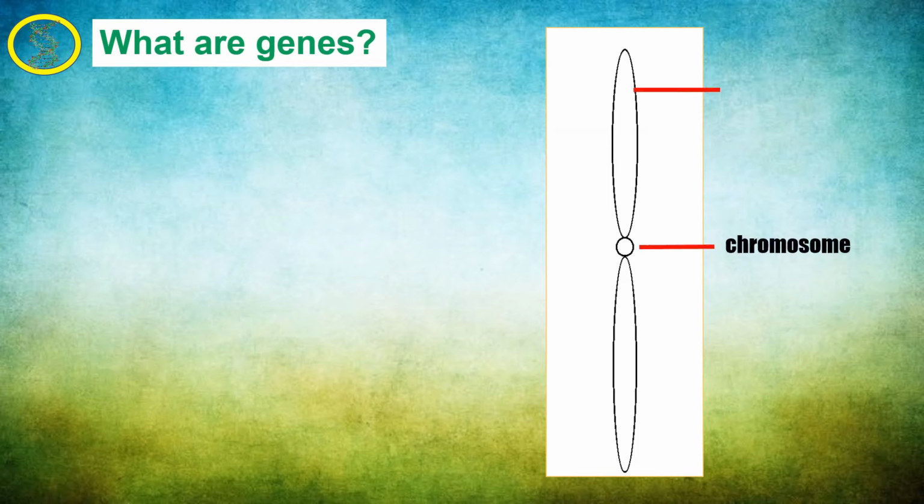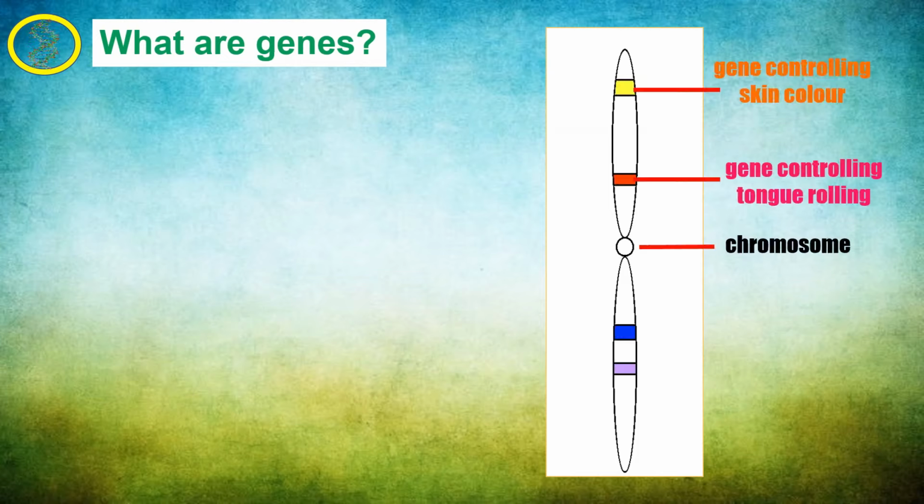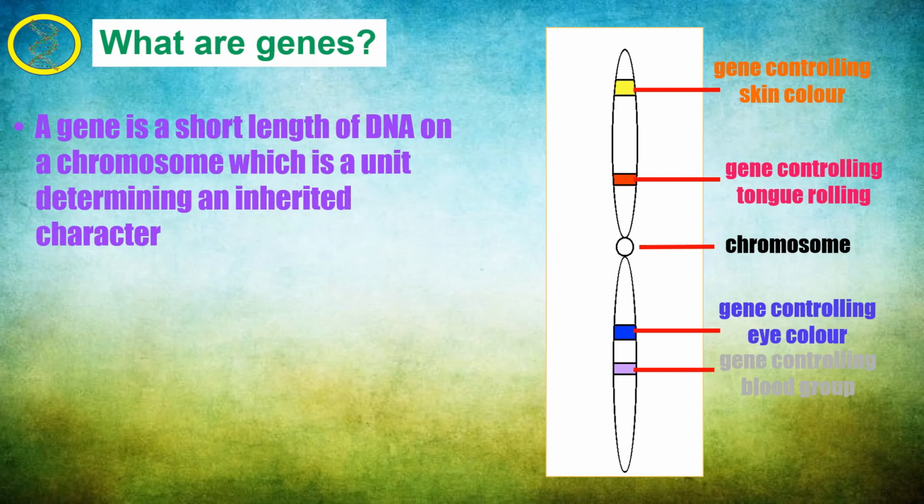Now, let's proceed with genes. Ano nga ba ang genes? Pag sinabing genes, it refers to a short length of DNA on a chromosome which is a unit determining an inherited character. Sa madaling sabi, pag sinabing gene, ito ay isang parte ng DNA na kumokontrol sa katangian ng tao.